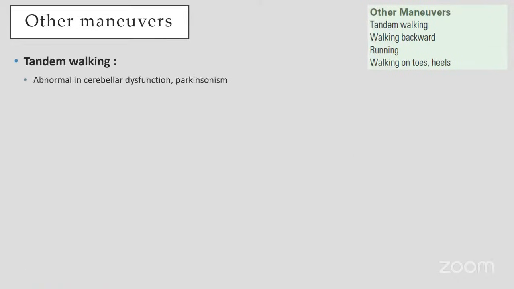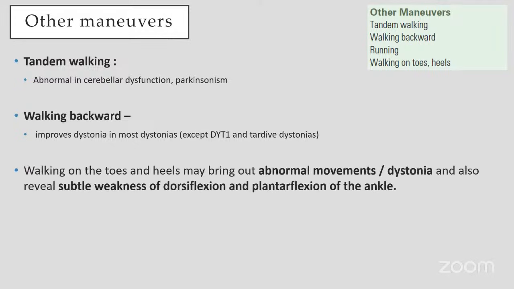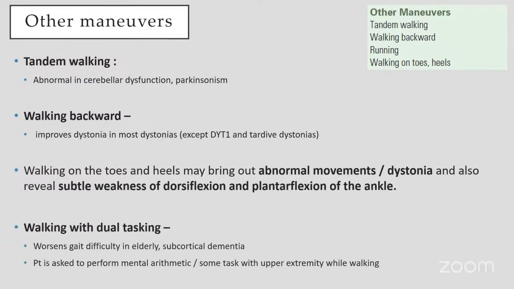Other maneuvers are tandem walking, which is abnormal in cerebellar dysfunction and Parkinsonism. Walking backward helps to see the dystonia, because walking backward improves the dystonia in most cases, except for DYT1 and tardive dystonias. Walking on the toes and the heels may also bring out abnormal movements or dystonia.